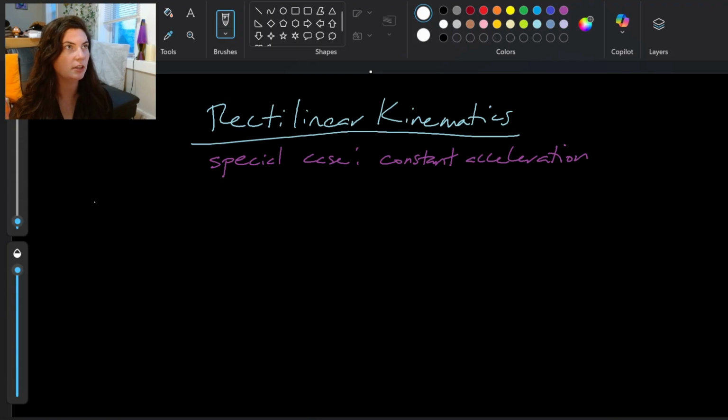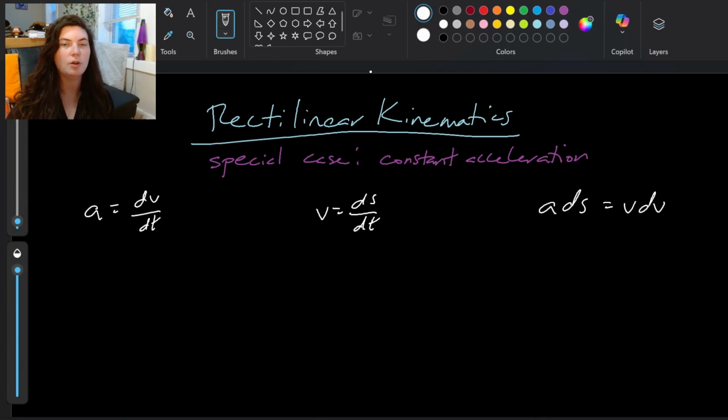So if we go ahead and look at those formulas that we just discussed, our acceleration is dv dt, our velocity is ds dt, and we had that last relationship where acceleration times ds is v dv. So in the event that acceleration is not dependent on time and it's not dependent on position, it's just a constant, what we can do is integrate these with respect to that constant acceleration, right?